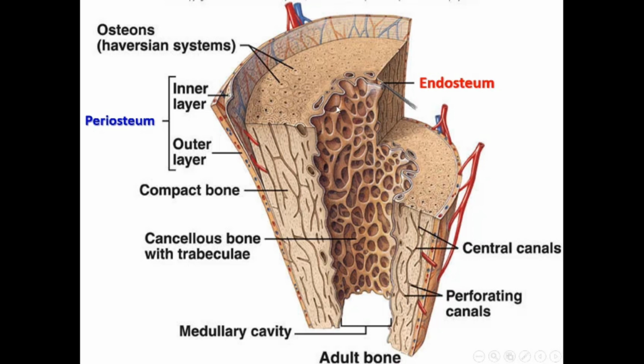You can again see here the endosteum is a very thin layer of connective tissue covering the bone trabeculae. All of these protrusions, or extensions of the bone into the marrow cavity, are called trabeculae. These trabeculae are covered by endosteum. And you can also see a lot of interconnecting cavities between these trabeculae.